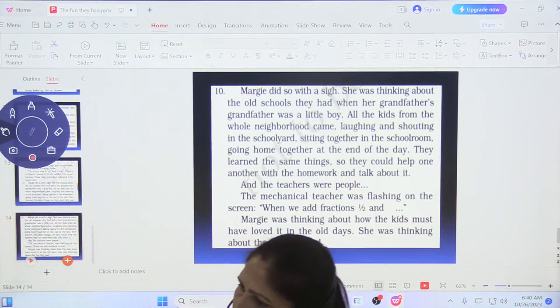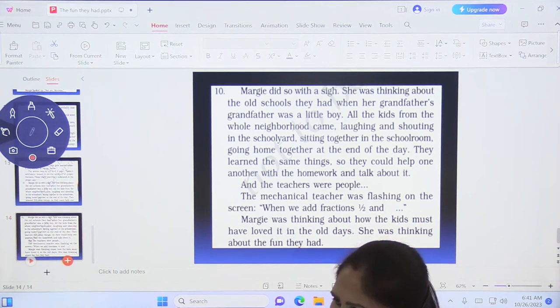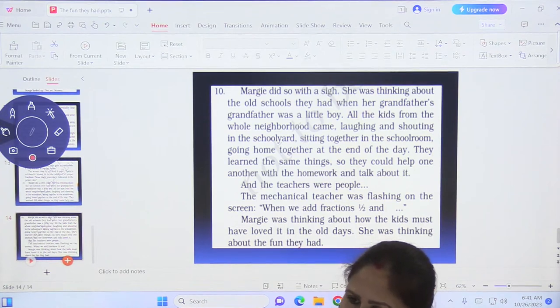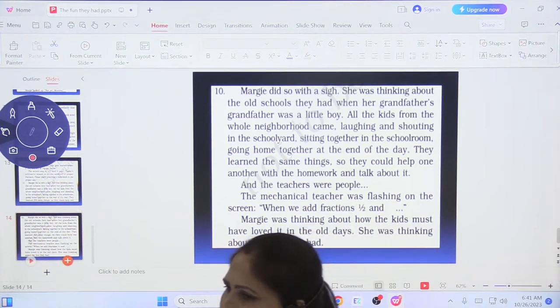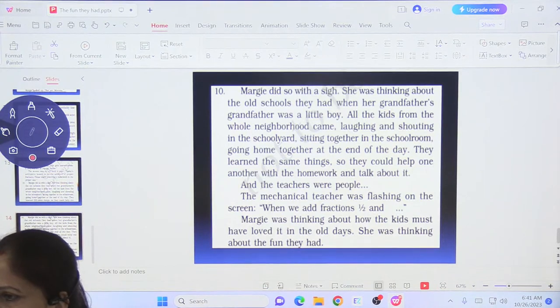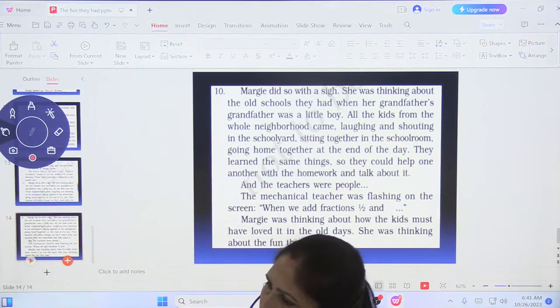Tell me. Her performance was going down and down and down. Okay, what was the real reason behind it? What was the reason behind her performance going down? One at a time. Girls will answer this one. It was going too fast. It was not geared up according to the level of a 10-year-old child.